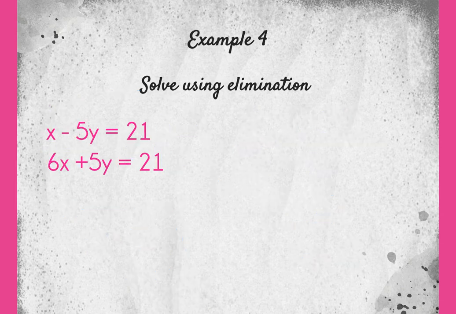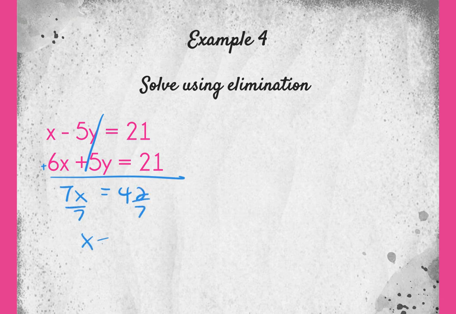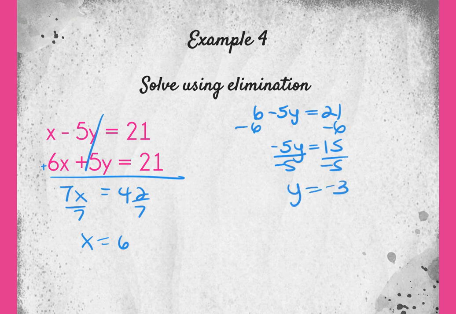Last example here. This time, when I add, the 5s are going to cancel out. So I get 7x, the 5y's cancel out, equals 42. Divide by 7. x equals 6. Take it, plug it back in. I'm going to plug it back in the top. The signs change, but I don't have to multiply x by anything. Subtract the 6. Negative 5y equals 15. Divide by negative 5. And y is negative 3.